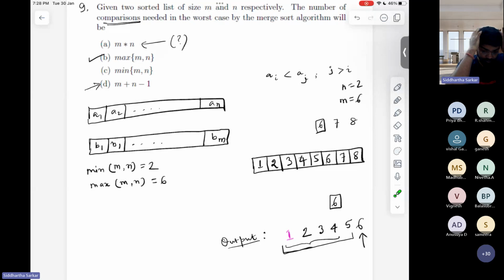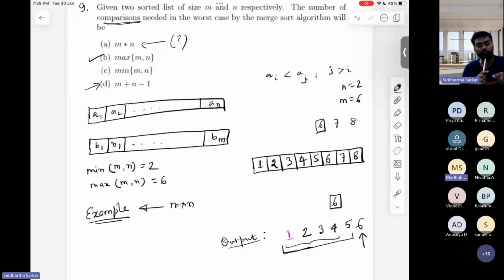This is still a valid question that, okay, you have given me an example which takes m plus n minus 1 time. But maybe there is one more example. I haven't shown that there does not exist an example for which m into n is required. I haven't shown this. So we have to now argue that there cannot exist an example for which m into n is required.